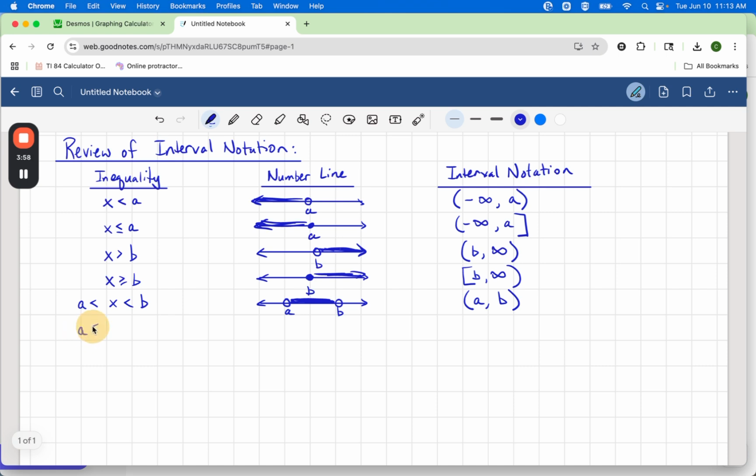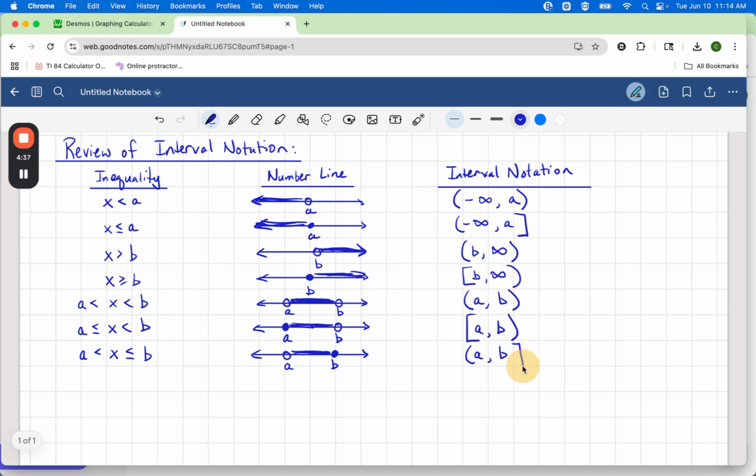Then we have some half open, half closed intervals. a less than or equal to x, less than b. The circle is closed on the a and open on the b, so I have all the values in between those two. So bracket a, comma b, parentheses. And then you have the half open, half closed interval with the b having the bracket. I think I'm doing all the cases here. So I have parentheses on the a this time, bracket on the b.